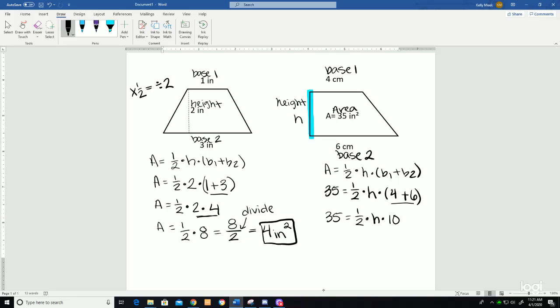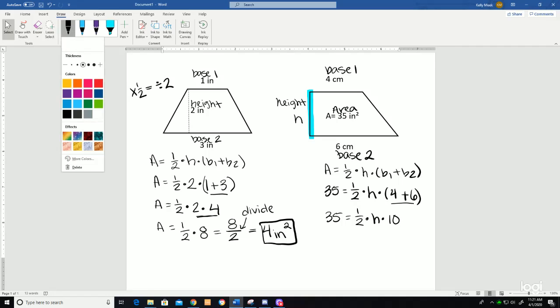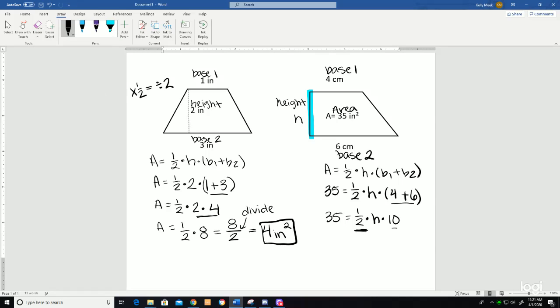Now remember, I can multiply these right here in any order that I want. So instead of trying to multiply 1/2 times h or h times 10, I am just going to go ahead and multiply my 1/2 times my 10. Now remember, multiplying by a half is the same as dividing by 2. So when I do that, I get 10 divided by 2, which is 5. So I end up with 5 times h, which we all know is just 5 h's, or 5h.